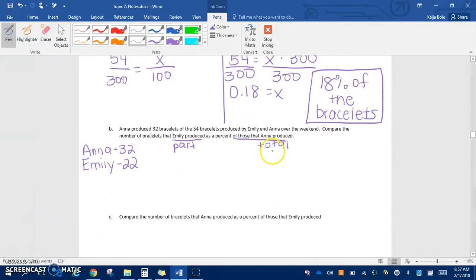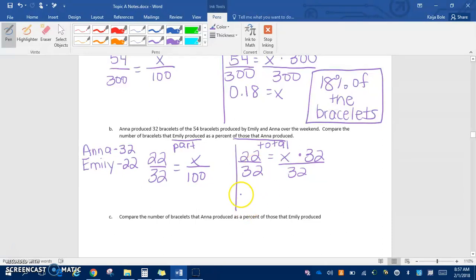If I scroll down a little bit, I'm going to set it up both ways again. If I'm going to use my proportion, we don't know the percent, so that's what we're looking for. This is out of 100. The part is Emily's number, which is 22, and the whole is Anna's, which is 32. If I set up my equation, it would be 22 equals x for the percent times 32. If I divide by 32 on both sides, I get 0.6875 equals x. So our answer would be 68.75%.